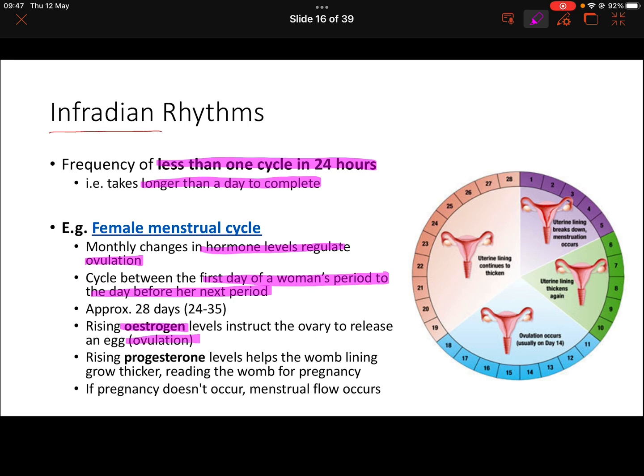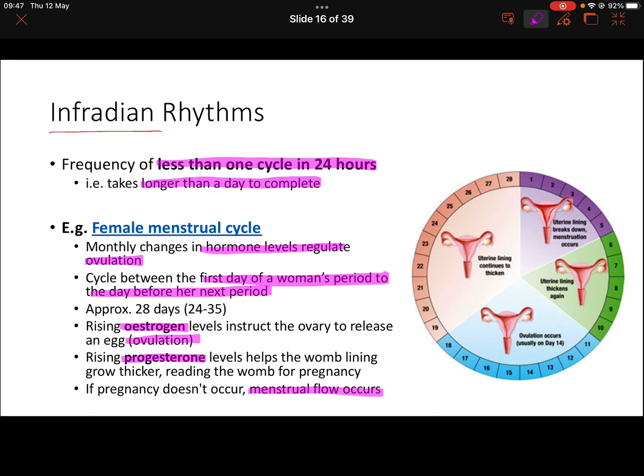If the woman becomes pregnant, then that egg will stay in the womb. If not, then the egg is absorbed back into the body. Throughout the cycle, after ovulation, we then have rising progesterone levels. This helps the womb lining to grow thicker and gets the womb ready for pregnancy. If pregnancy doesn't occur, then the egg is absorbed into the body, the womb lining comes away and leaves the body in menstrual flow, and this is menstruation.